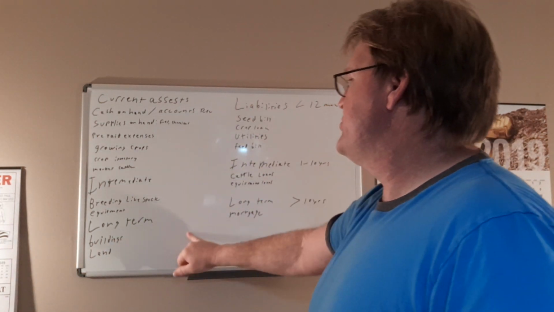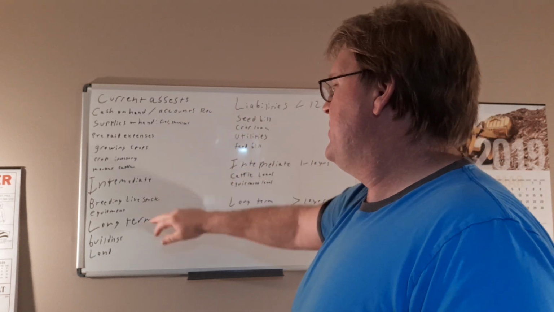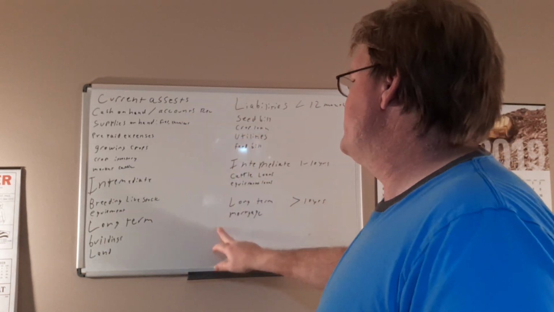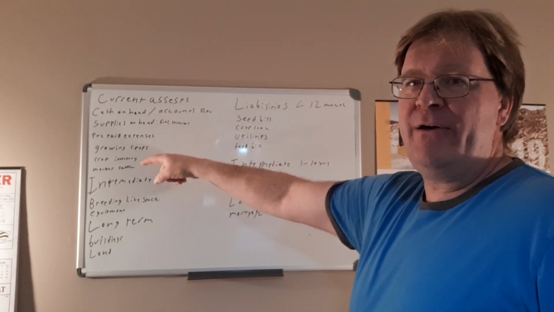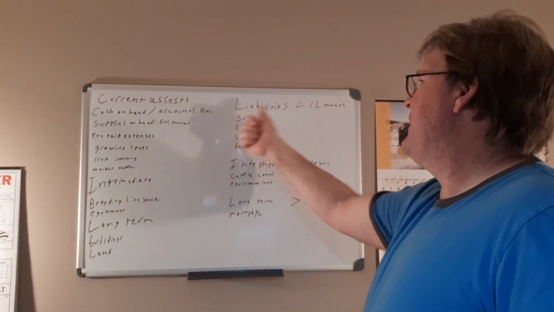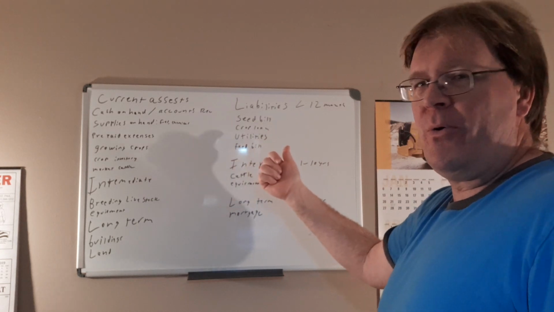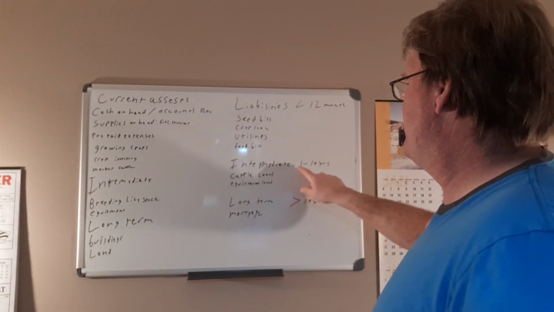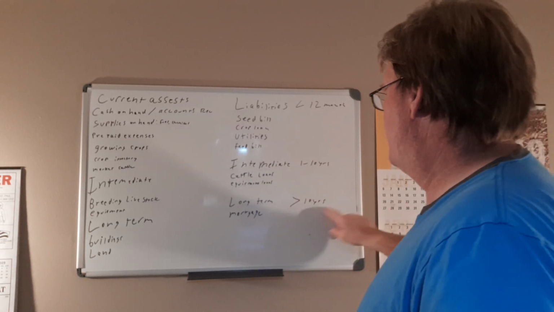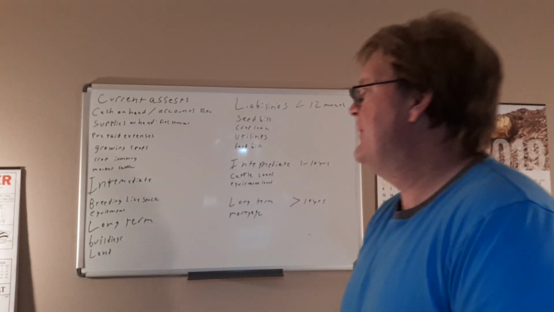Your left side is usually your assets: current, intermediate, and long term. Then your right side is your liabilities. Assets are money you have and who owes you, and liabilities are who you owe. So your normal ones are less than a year, intermediate is 1 to 10, and long term would be 10 years.